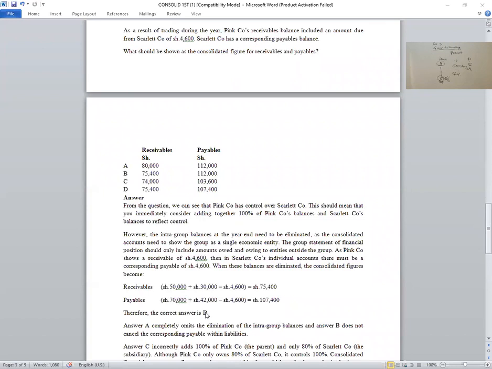Who was the first one to give us this answer D?